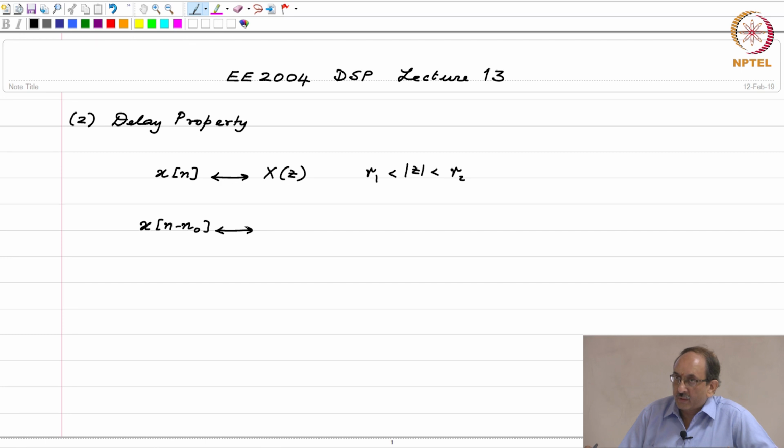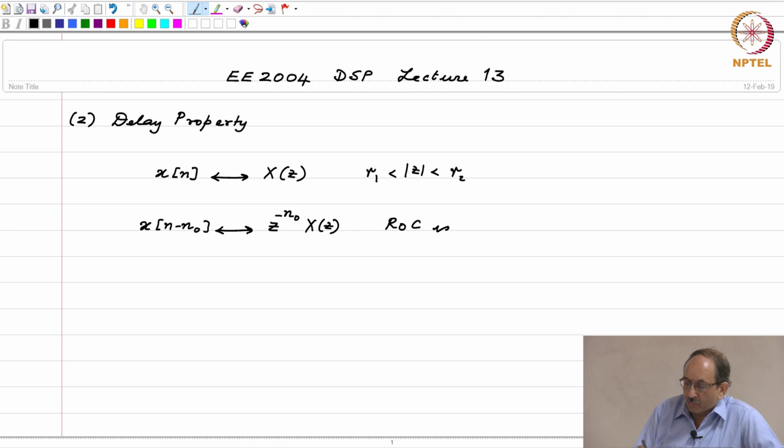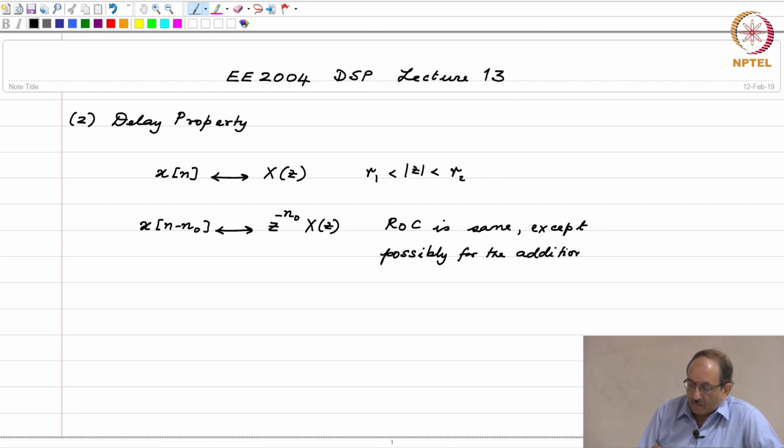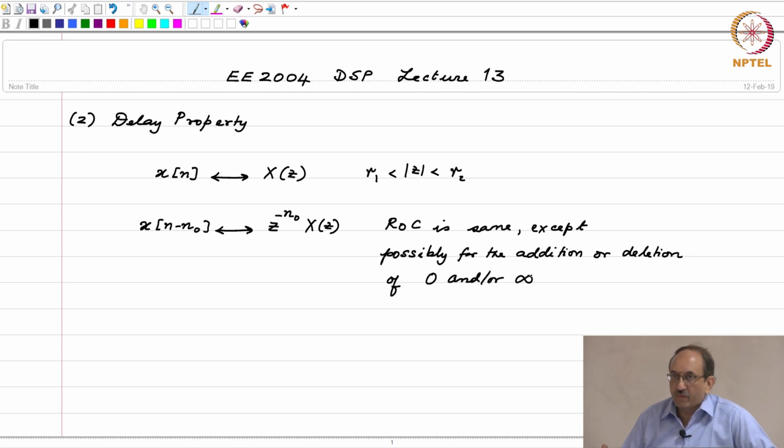We want to see how the Z transform of a related sequence, namely x of n minus n naught, is related to the original sequence's Z transform, and the property is z to the minus n naught times x of z, and the ROC is same except possibly for the addition or deletion of 0 and or infinity.